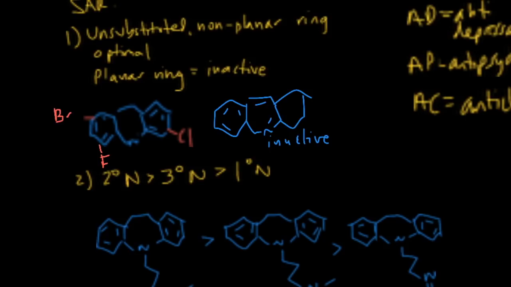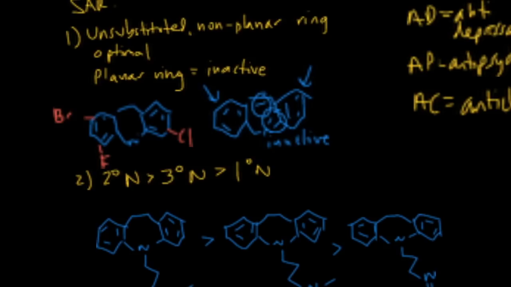So if you want to see if a ring system is inactive, look for double bonds in the middle ring, the ones I circled, and therefore you know it's inactive. The left ring and the right ring should be benzenes, or should have double bonds. But if the middle ring has double bonds, then you know it's planar, therefore it's inactive. So unsubstituted, non-planar rings are active or optimal. Planar rings are inactive.